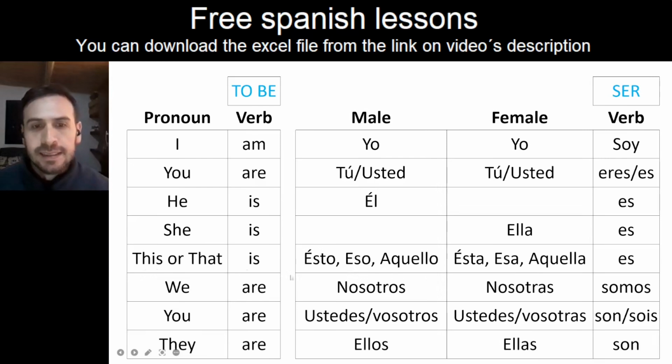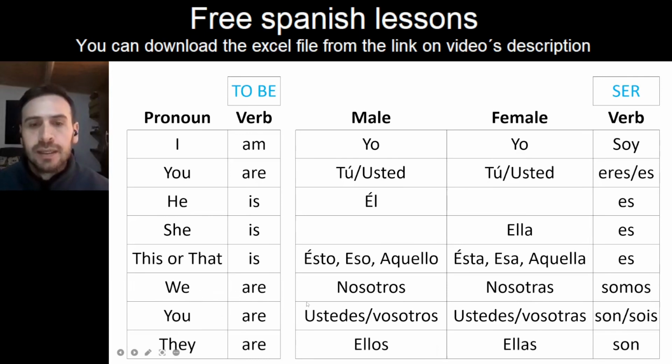You say this is, esto es. If it's a male, or if it is a female, esta es. Now, if you say that is, you say eso es, aquello es for male, esa es, aquella es for female.